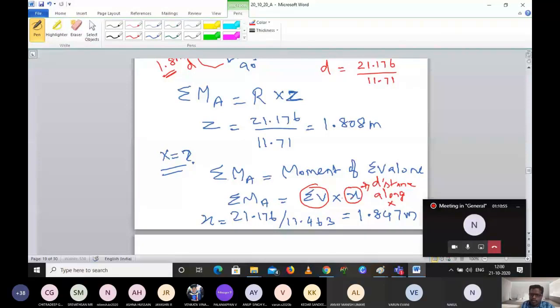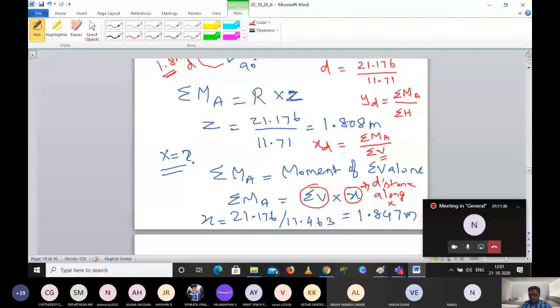If I want to calculate the y value, what do I have to do? Any idea? If I want the x distance from point A, I have to take the summation of moment about A divided by the summation of all vertical forces. If I want the y distance, what do I have to do? Summation of moment about A divided by the summation of horizontal force. Please take it down.